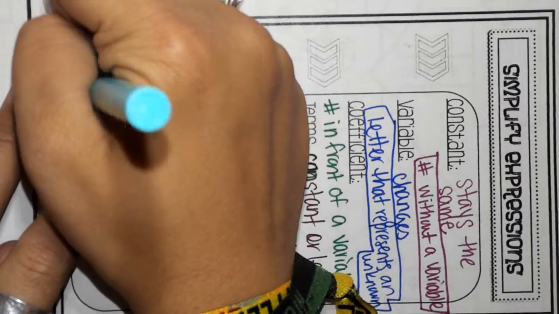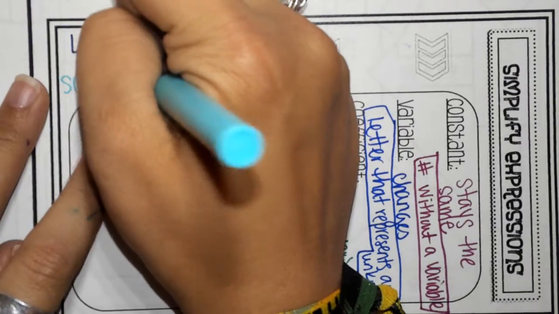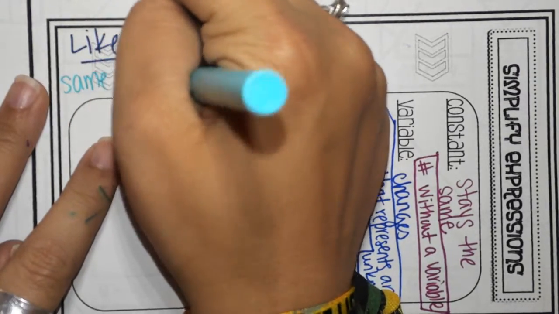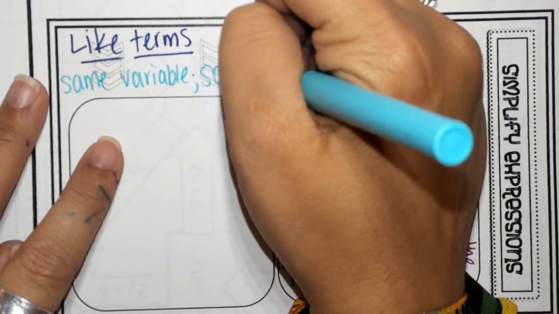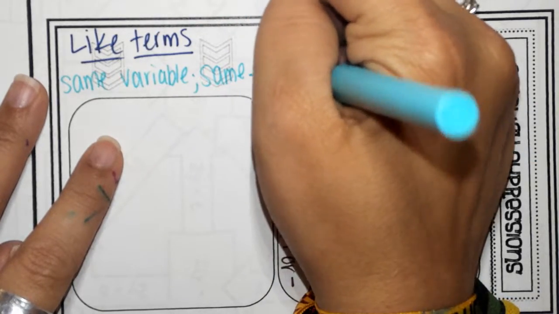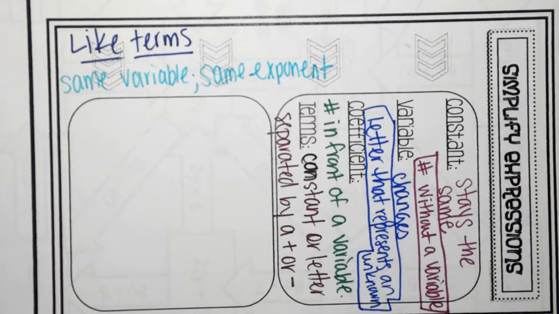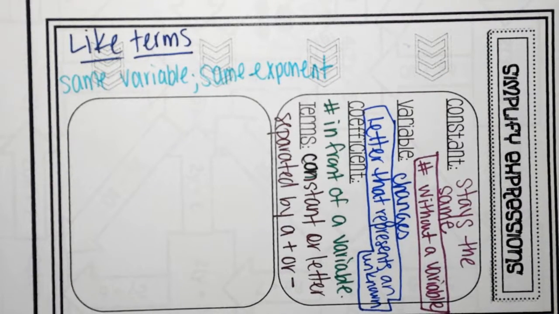Same variable. Same exponent. Or constant. Constants are like terms.